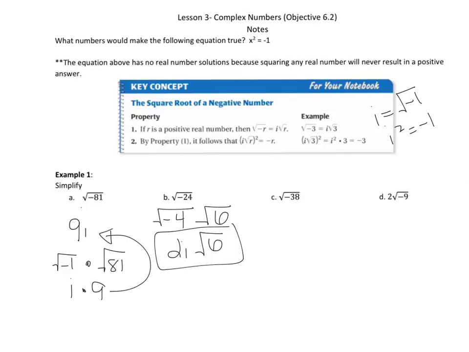38 is not divisible by any perfect square, so all we can do is pull that i out, whereas 38 gets stuck in. And on D, the square root of -9 is 3i, so we have 2 times 3i, which is going to make our answer 6i.